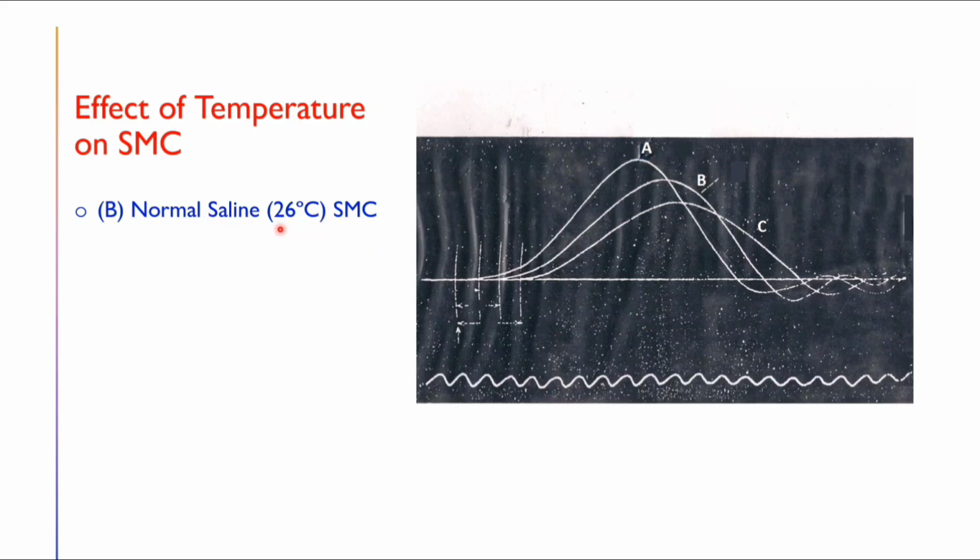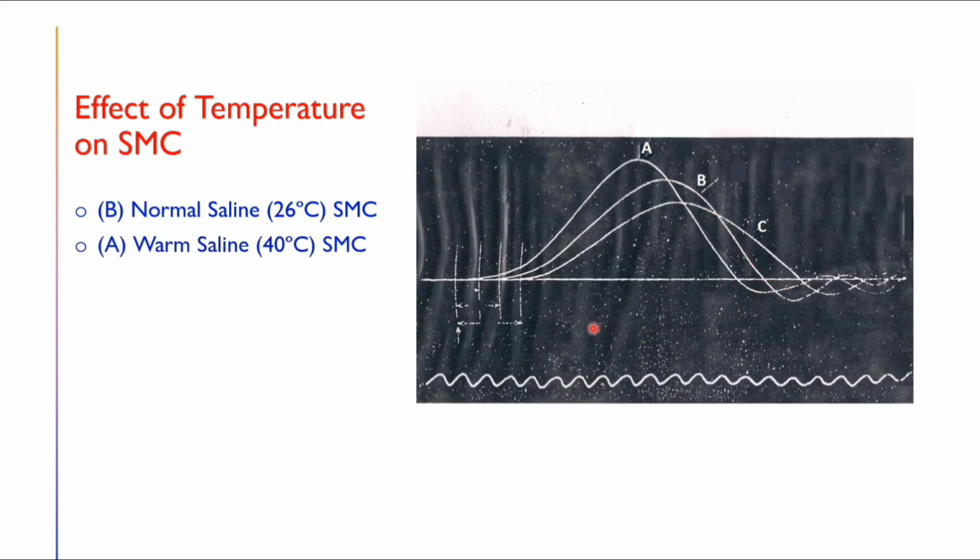We are taking normal saline at 26 degrees Celsius, and we are dipping the skeletal muscle of the frog inside it, and then we are stimulating the muscle. So this kind of curve is obtained. So this B curve is when we dip the frog skeletal muscle in 26 degrees Celsius normal saline.